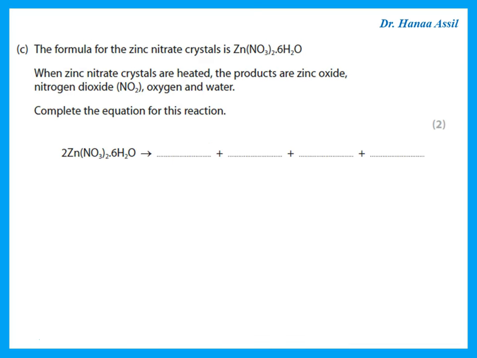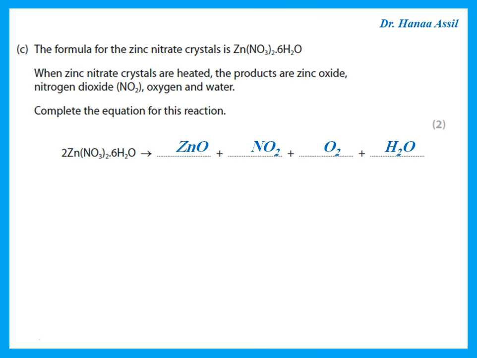The formula for zinc nitrate crystal is this. When zinc nitrate crystals are heated, the products are zinc oxide, nitrogen dioxide, oxygen, and water. So he's saying write the equation. So zinc nitrate with 6 water of crystallization. You heat it, it gives zinc oxide. How do I write zinc oxide? Valency of zinc is 2, valency of oxygen is 2, so zinc oxide is ZnO.